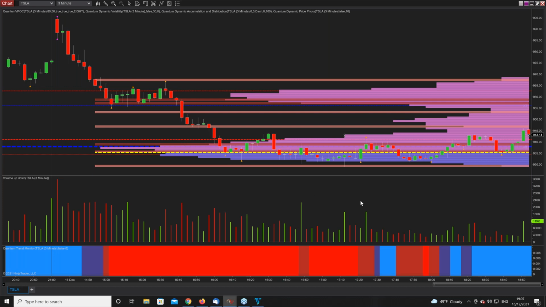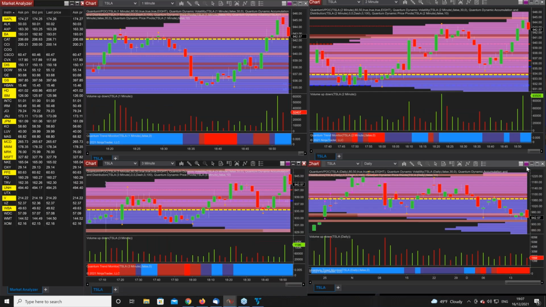But that's the beauty of trading a breakout from a congestion phase. It's a much cleaner perspective in terms of position and management of stop loss and so on and so forth.